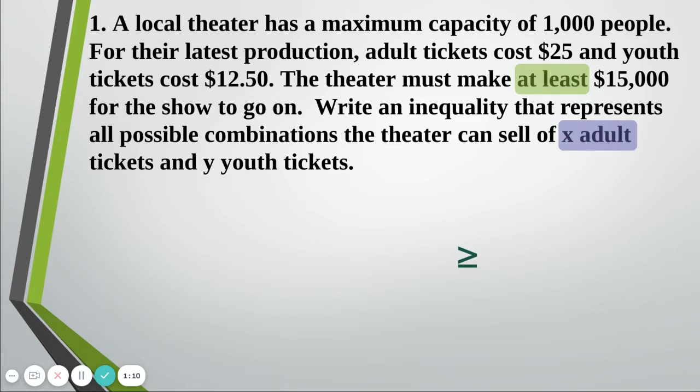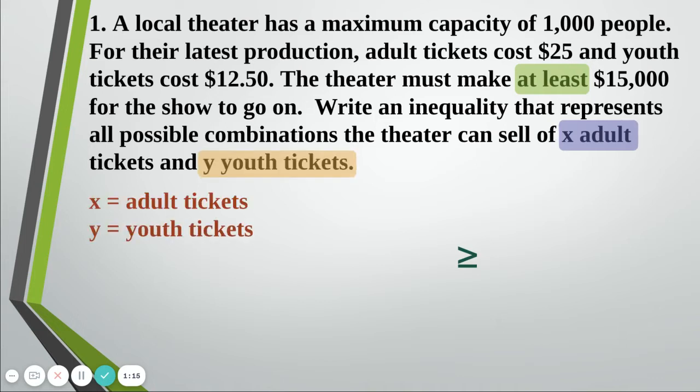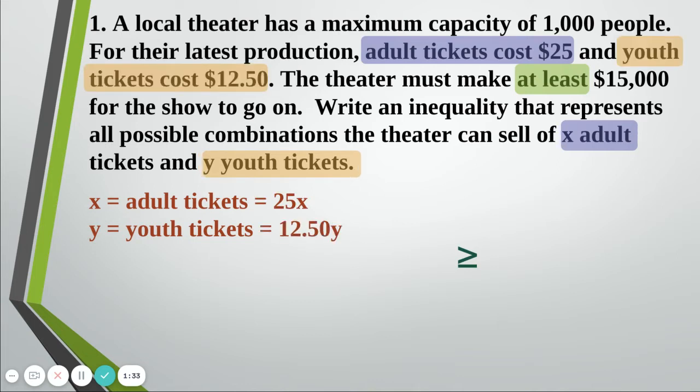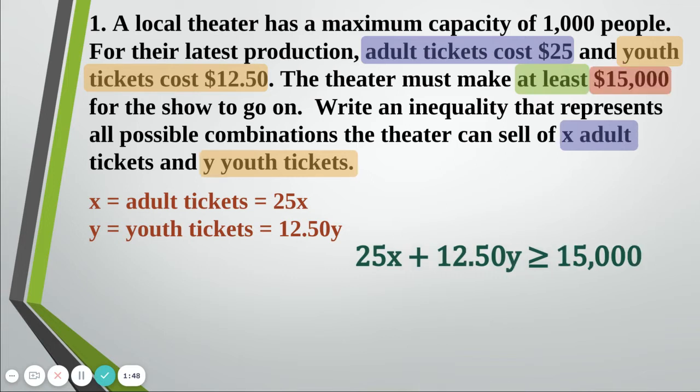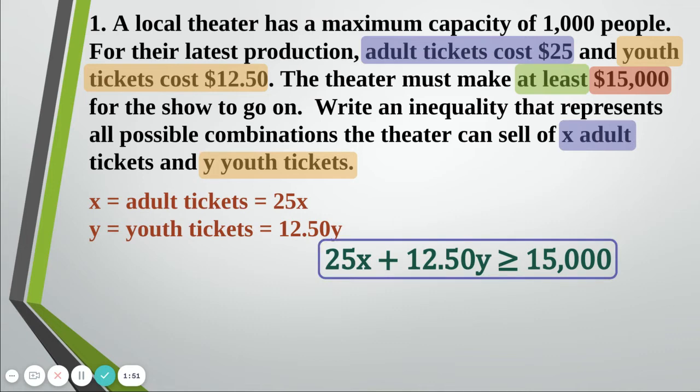Write an inequality that represents all possible combinations the theater can sell of X adult tickets and Y youth tickets. So I know that X represents the adult tickets and Y represents the youth tickets. So to write my inequality, adult tickets cost $25, so that would be 25X. Youth tickets cost $12.50, so that would be 12.50Y. And together would give the total price, so I know it's going to be 25X plus 12.50Y, and it's greater than or equal to 15,000. So that would be my inequality.